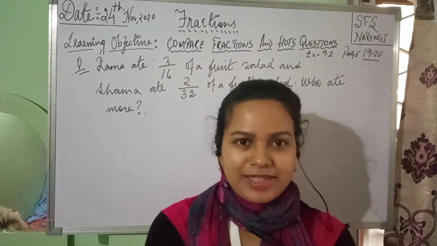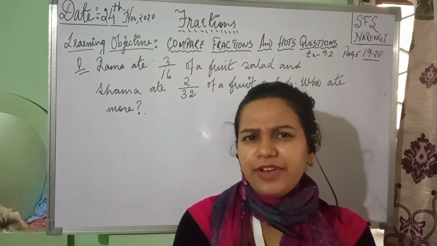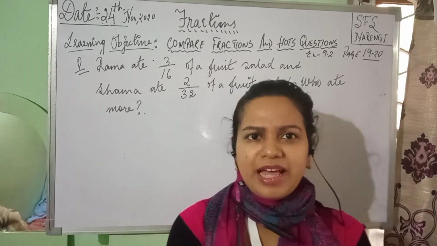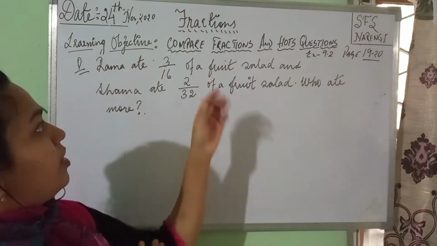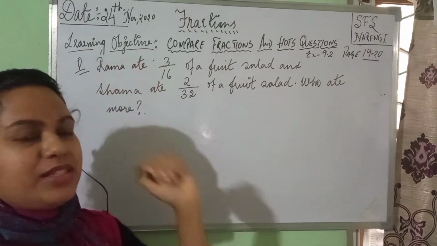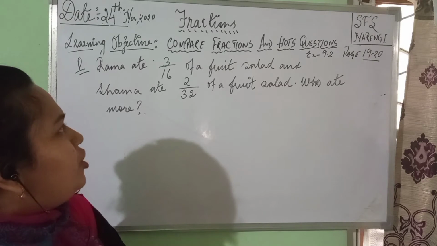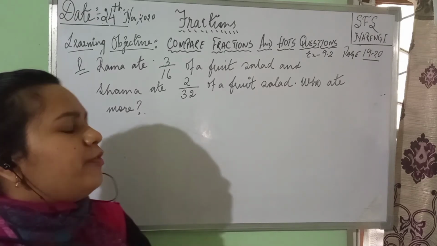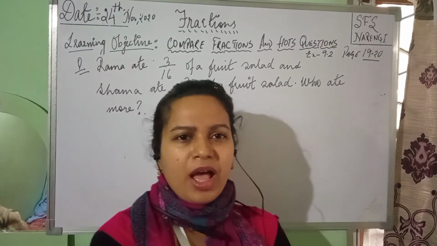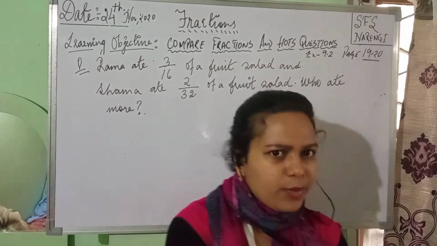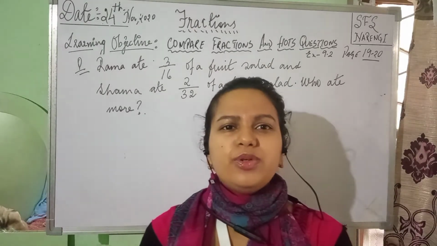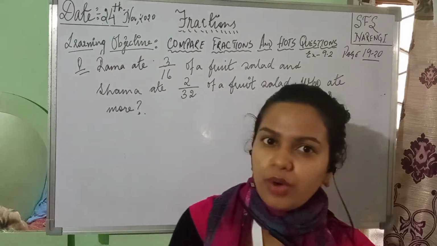Okay, so yesterday I had given you a question, remember? That if Rama ate 3/16 of a fruit salad and Shama ate 2/32 of a fruit salad, who ate more? So, children, so far we have been learning how to convert a fraction to its lowest form.